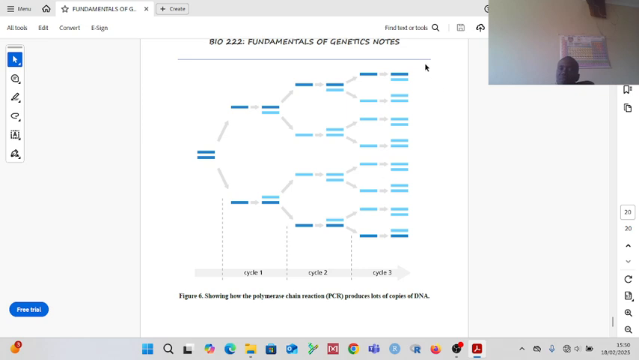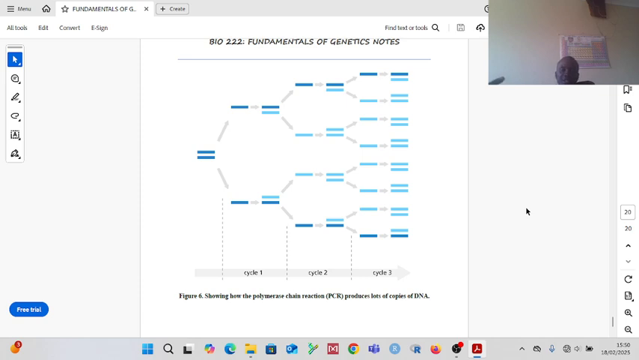Of importance is that all these 8 are copies of the original DNA that we began with. Okay, our target, our DNA sequence of interest. So that is the PCR process. 3 stages: denaturation, annealing, elongation.